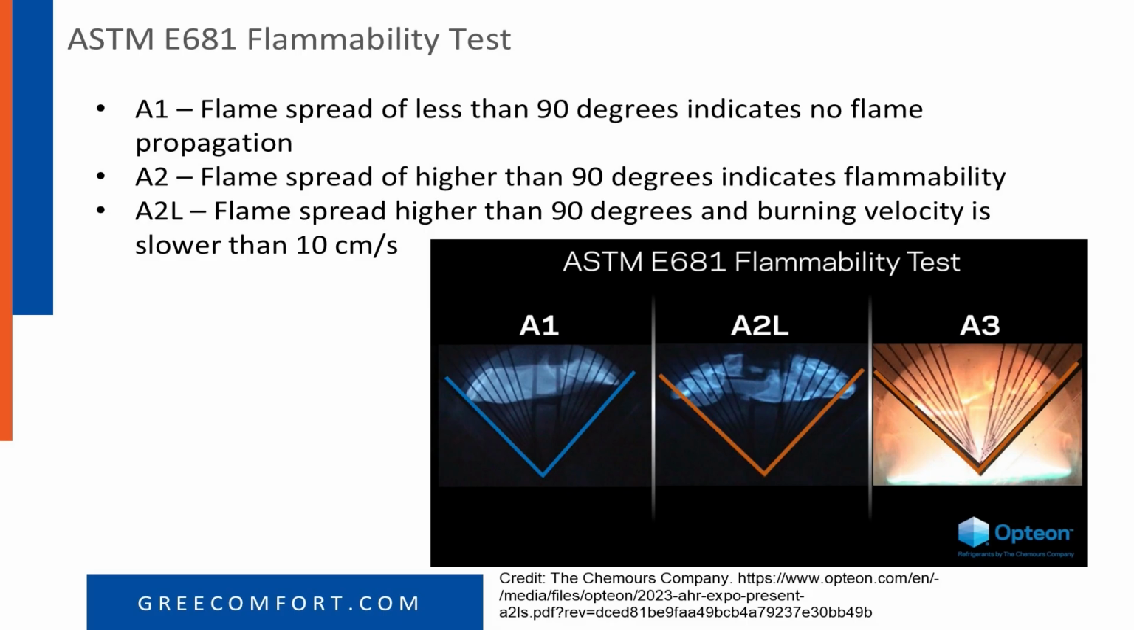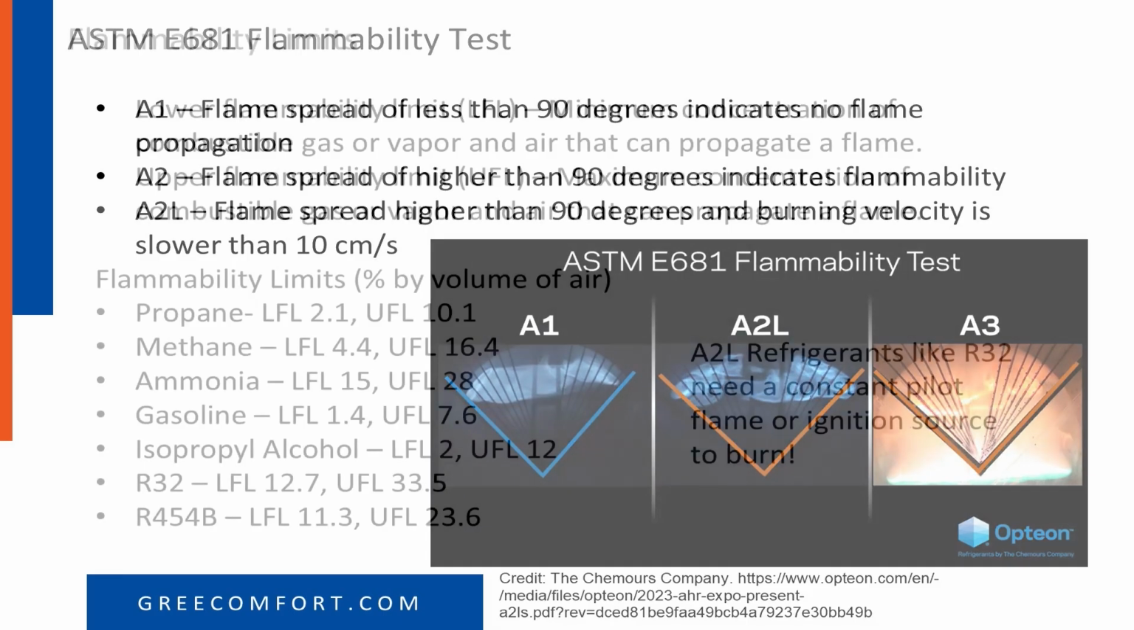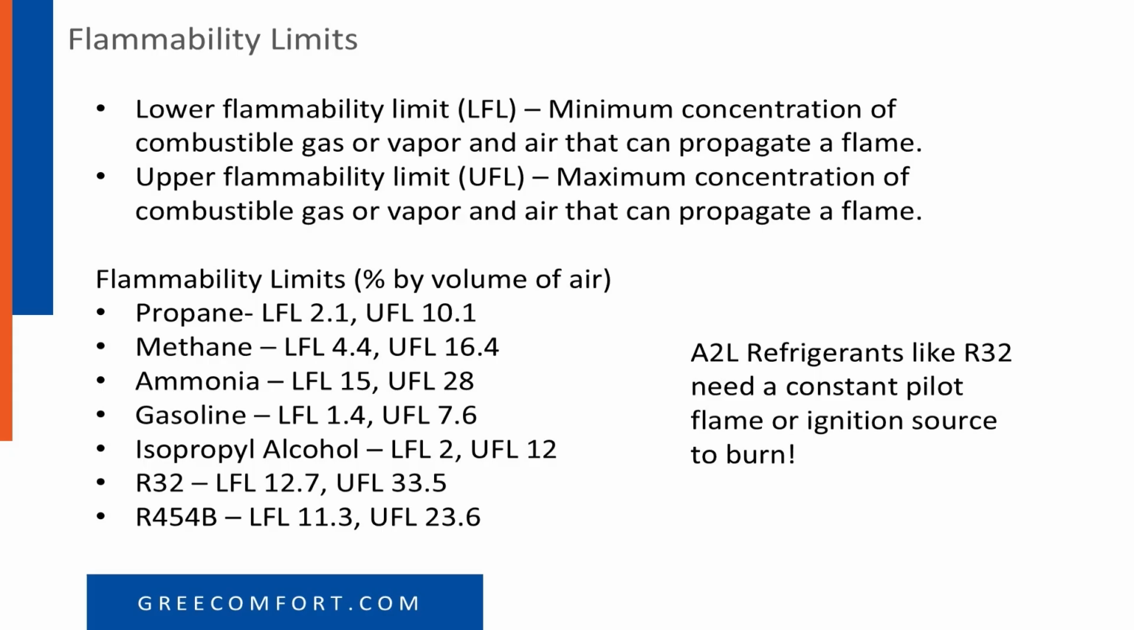Next topic I'll cover is flammability limits. So what are flammability limits? Well, you have a lower and an upper. The lower flammability limit is the minimum concentration of a combustible gas or vapor mixed with air that can propagate a flame. The upper limit is the maximum concentration, air to fuel ratio, that can propagate a flame. If you're below the lower limit, your mixture is too lean, there's not enough fuel, it won't burn. If you're above the upper limit, the mixture's too rich. There's too much fuel, not enough oxidizer, and it won't burn.